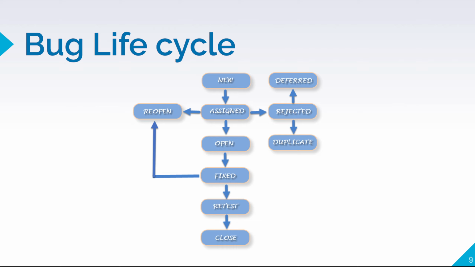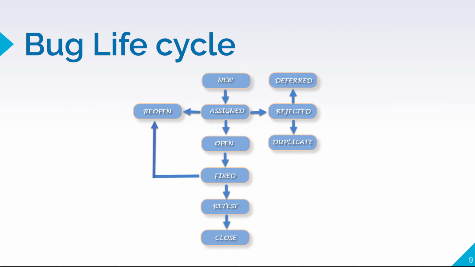Rejected. If the developer feels that the bug is not genuine, or he or she cannot reproduce it, the developer rejects the bug. Then the state of the bug is changed to rejected. Duplicate. If the bug is repeated twice, or the two bugs mention the same concept of the bug, then the latest bug status is changed to duplicate.